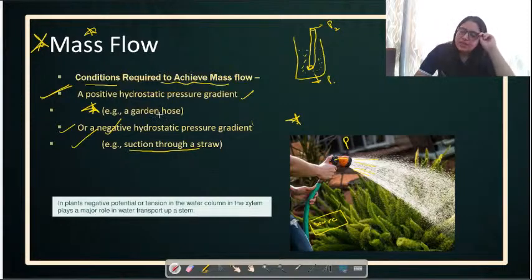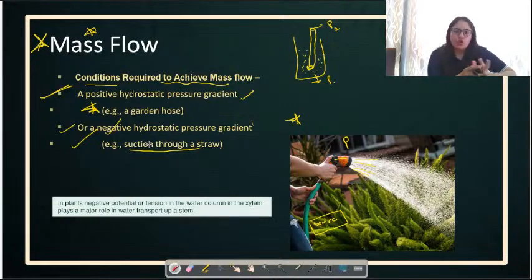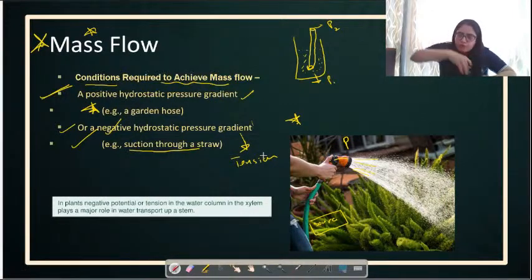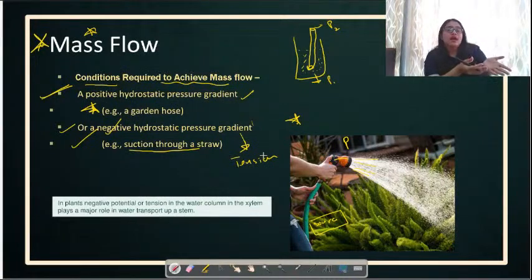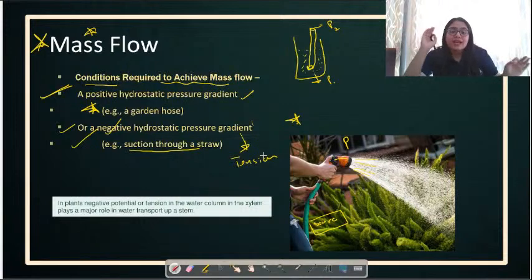Now, one more thing I want you to understand is that this negative hydrostatic pressure gradient, also you can call it a tension, is present in xylem. And it is one of the very important factors that is responsible for pulling water from root xylem to the leaf xylem. And this is exactly what I am going to explain in detail when I explain the transpiration pull model, the ascent of sap.